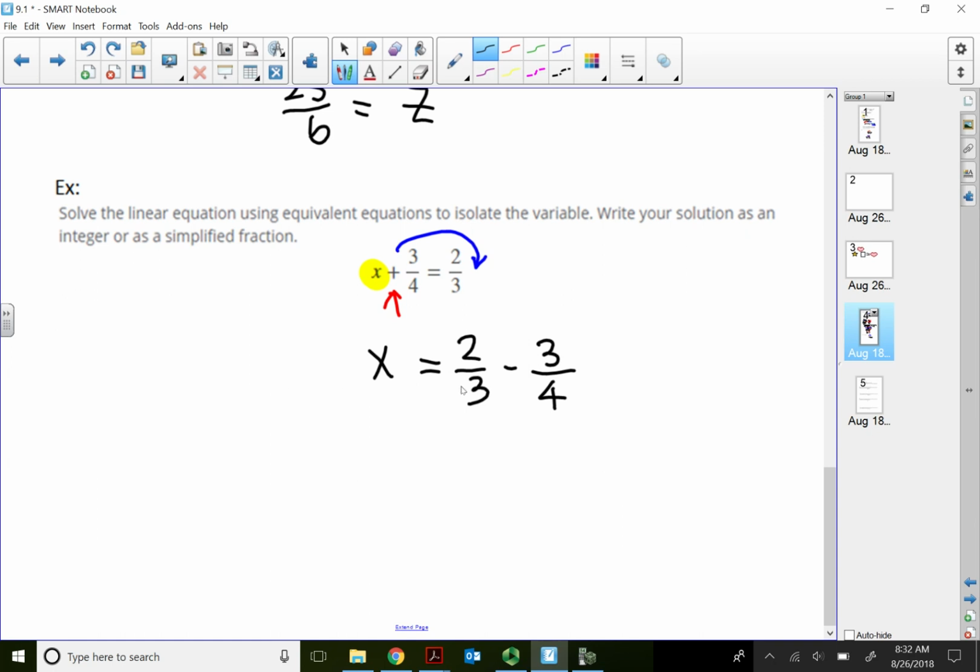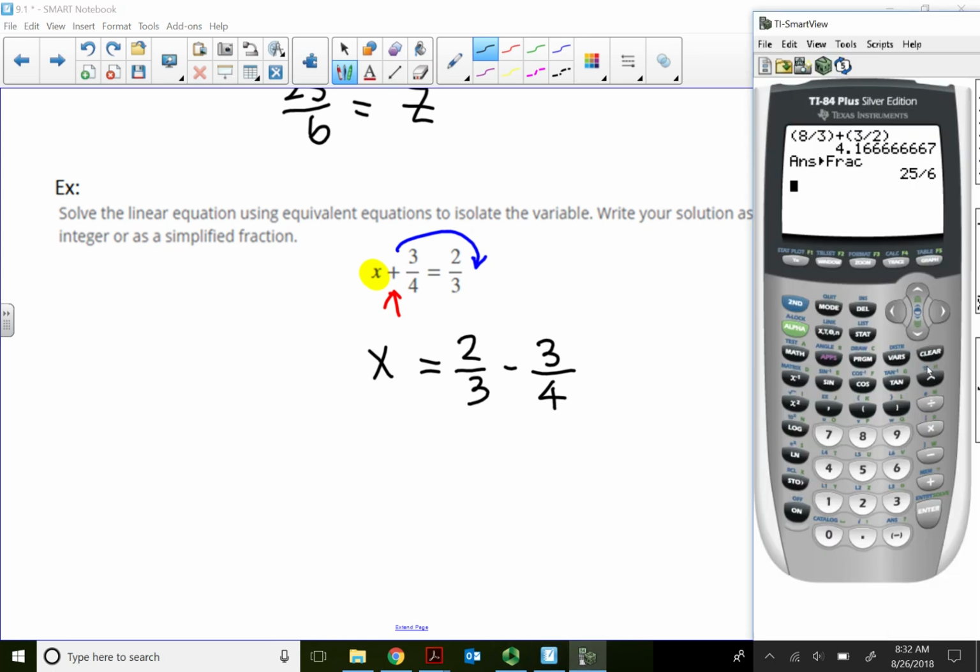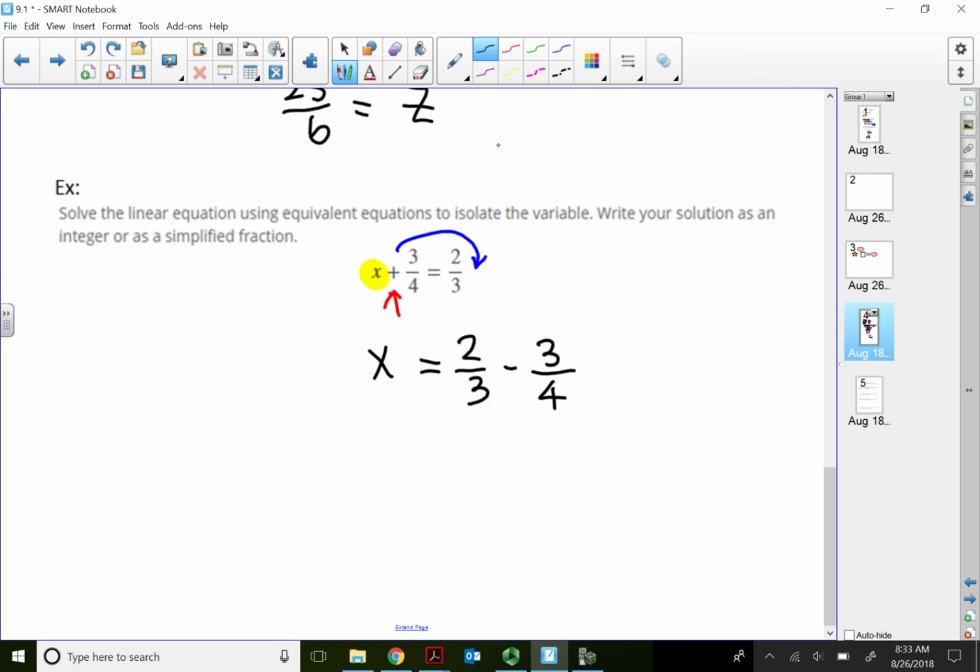Now, x equals 2/3 minus 3 over 4. So I can just do this part in the calculator. And if you do it in the calculator, make sure every fraction you enter, try to put them in parentheses just to be on the safe side. All right, I'm gonna go ahead and press math, choose number one, convert to fraction. So that's -1/12. That will be my answer.